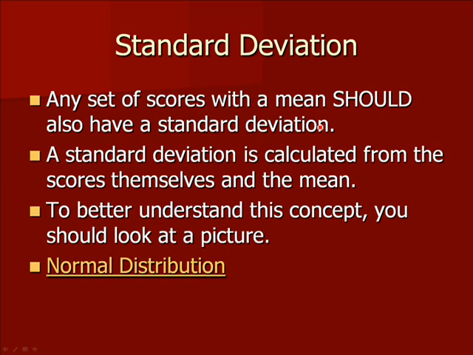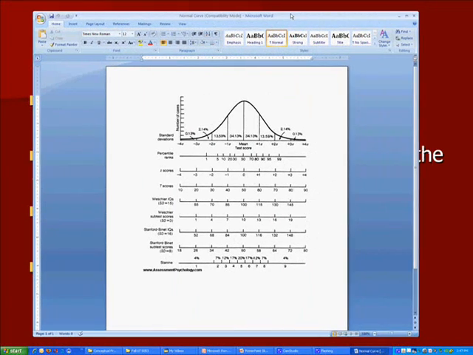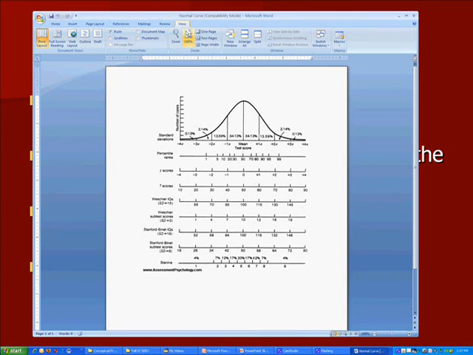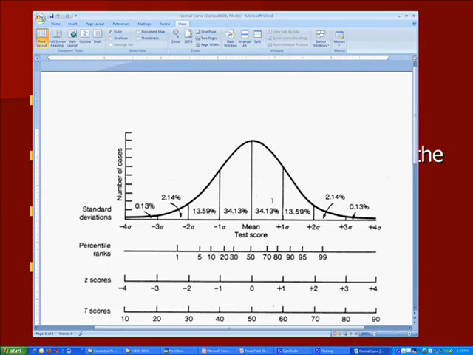As I said, any set of scores with a mean should also have what's called a standard deviation. The standard deviation is calculated from the scores themselves and the mean. So to better understand this, you have a document called the normal curve, and it looks something like this. I'm going to blow this up a little bit so that you can see what I'm talking about.